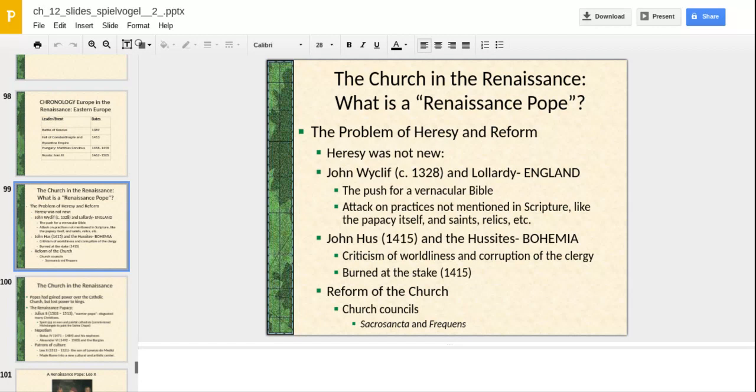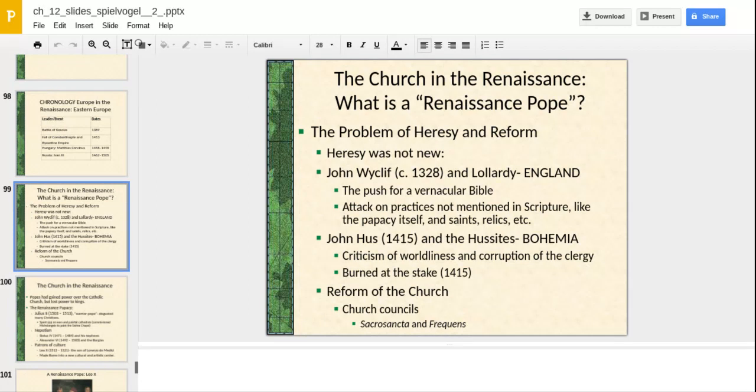There's an attack on practices not mentioned in Scripture. The Bible doesn't say anything about a pope. The Bible doesn't say anything about saints and relics and things that the Catholic Church has basically created. And so they attack that. And they say that the Bible is this high authority.